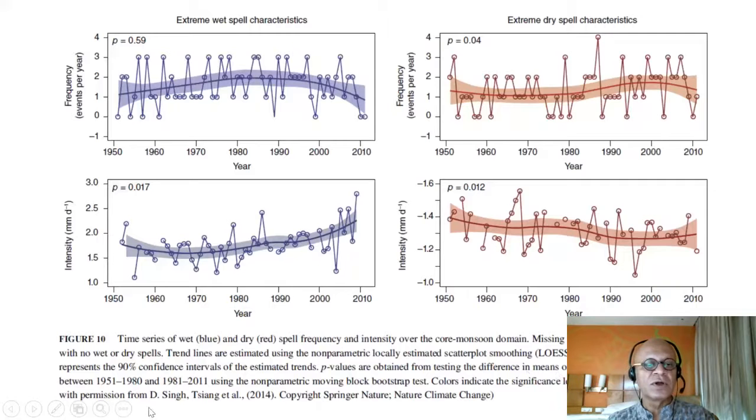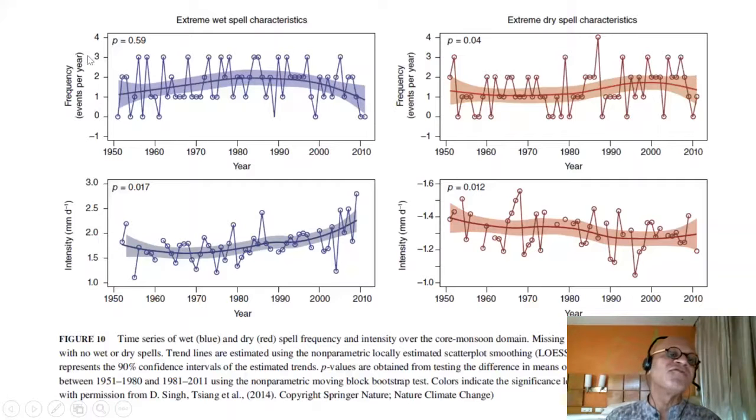here 90% of the p-values are obtained from testing the difference in the means of distributions of each variable between 1951 to 1980 and 1981 to 2011. So the latter period is compared to the former period to see if the changes are significant, and they are also done using the non-parametric moving block bootstrap test. Okay, colors indicate the significance level of the p-values, etc.